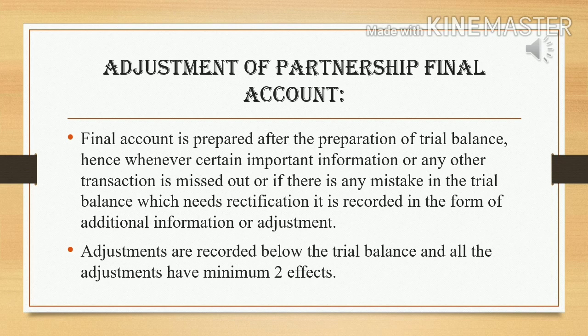Adjustments are generally recorded below the trial balance, and what exactly we need to remember about this adjustment is that all the adjustments have minimum two effects. Now, whatever adjustments I'm going to teach you in this part 1 video are the most frequently asked adjustments. They actually hold the 80% weightage of the total asked adjustments of any partnership final account sum.